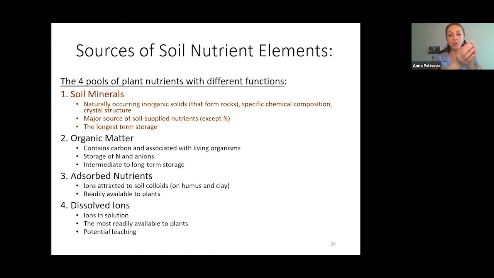So if you have a piece of rock right here, and the plant is here, the plant cannot directly take nutrients from the rock. It has to break down, dissolve, and become ions. So that's why it's the longest-term storage of nutrients, but it's important to have it.